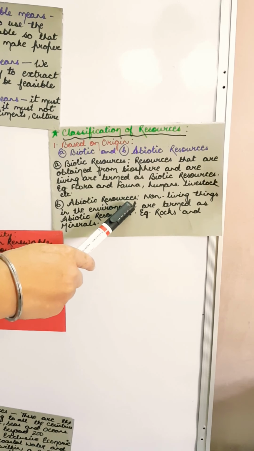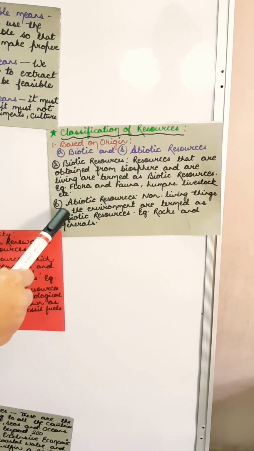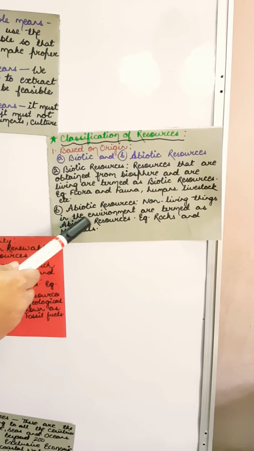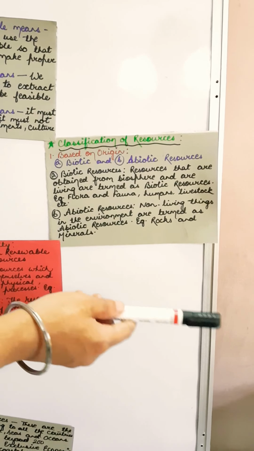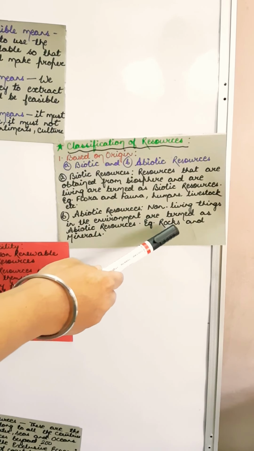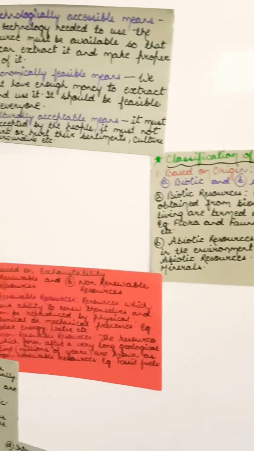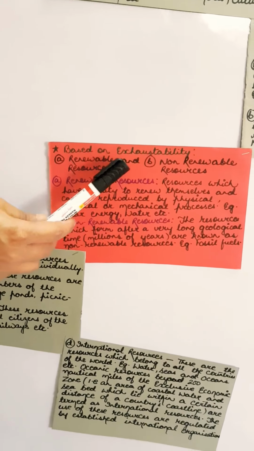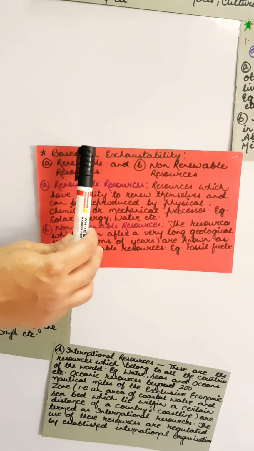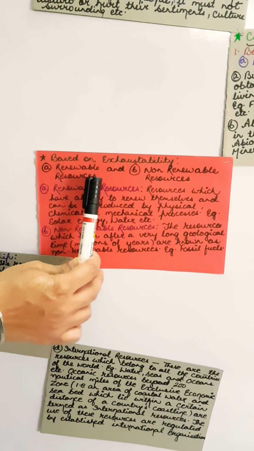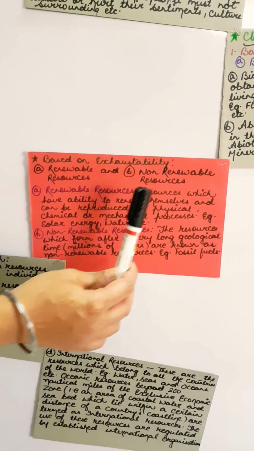Abiotic resources. All the non-living things in the environment are termed as abiotic resources. Everything around us. Example, rocks and minerals. Then come resources based on exhaustibility. We have renewable resources and non-renewable resources.